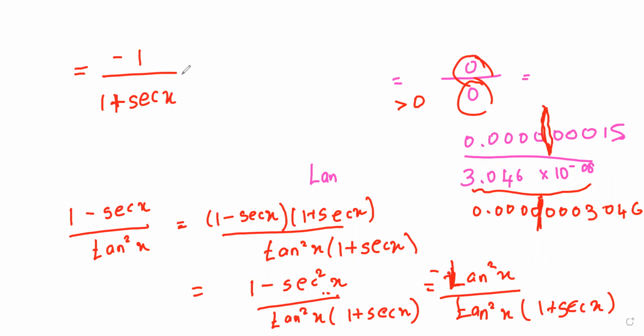So here, as you can see, let's calculate this value and find out what the answer is going to be. Now we have minus 1 divided by 1 plus sec x. If we find the value of sec at 0.01, we are going to get an answer of 1.0000000015.